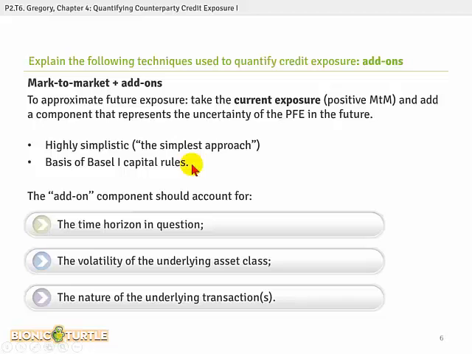So this is highly simplistic and was the basis of the Basel I. The add-on component should account for the time horizon in question, the volatility of the underlying asset class, and the nature of the underlying transaction.